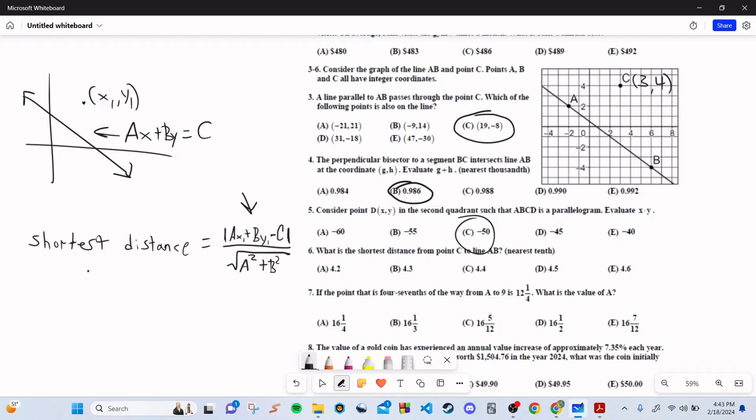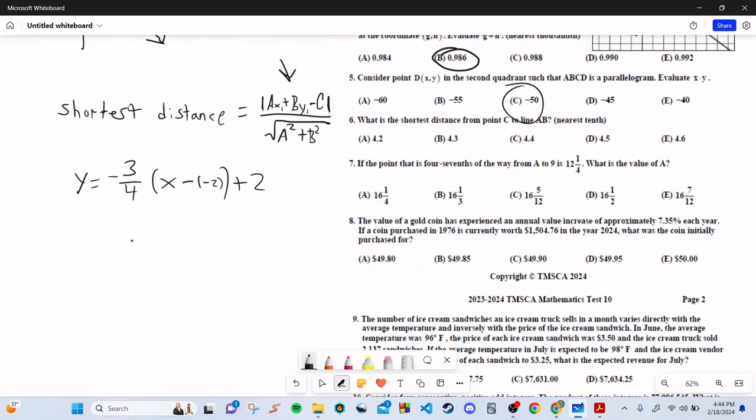Now I believe we had written earlier that the equation was going to be y equals negative 3/4 times x minus negative 2, plus 2, when we were using point slope form. But now we need to change this equation from point slope form into standard form. So we could do that by distributing this value. Being negative, distributing here and here, this is the same as adding 2. So this minus 6/4 plus 2.